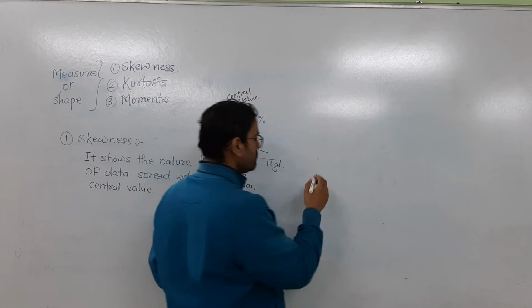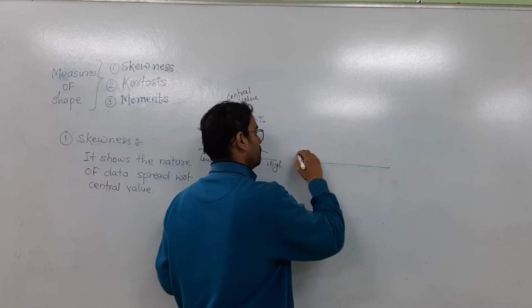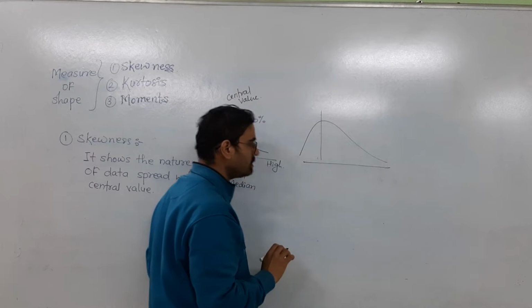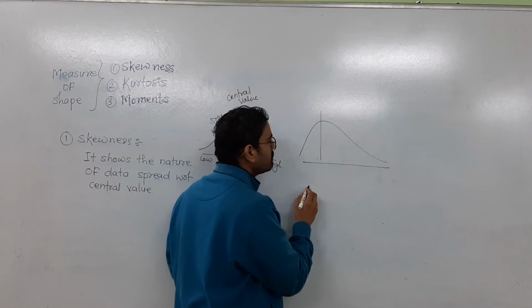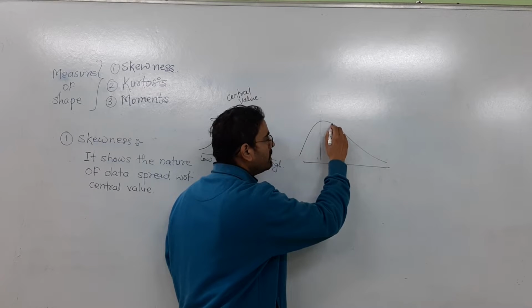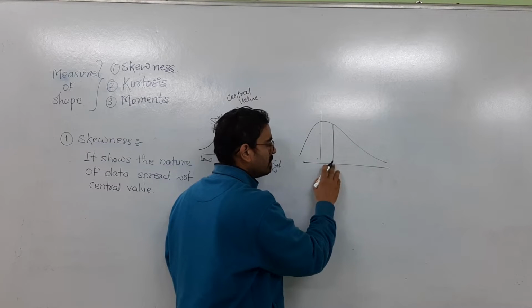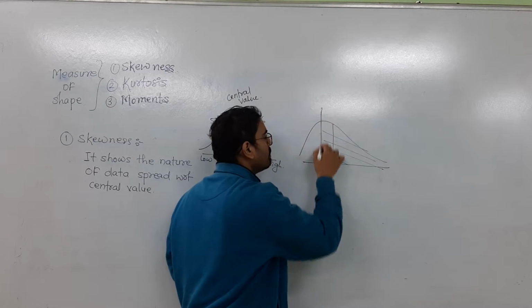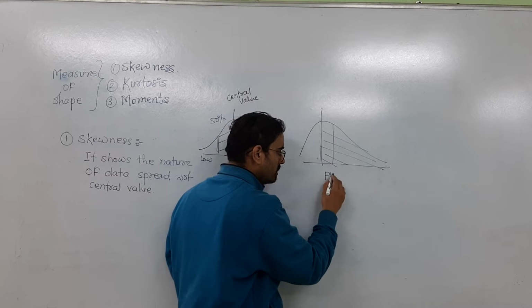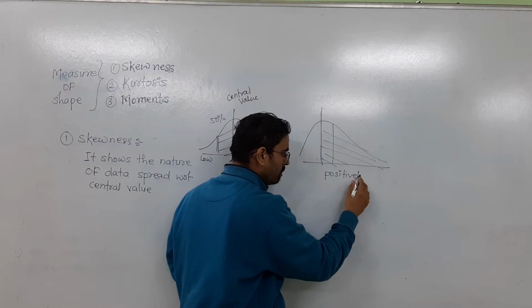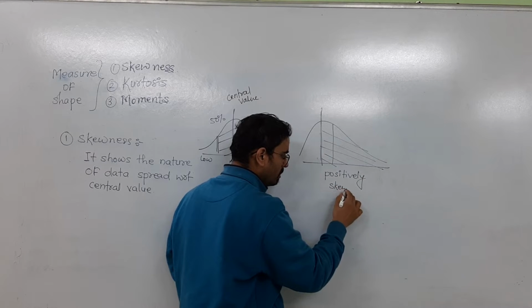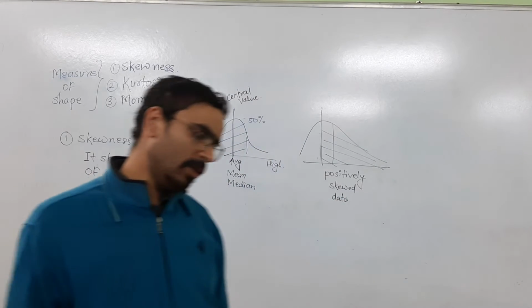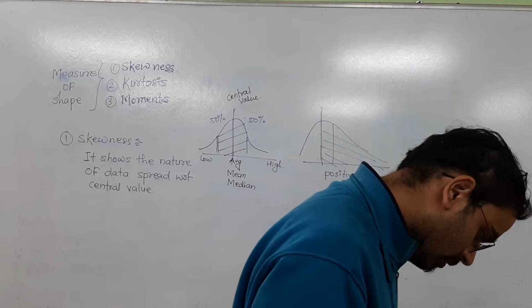Okay. Now we will see if the data is distributed like this, means this is the highest value, the highest point. In that case, you find the median here, means maximum data is on the right hand side of the highest value. So this is positively skewed data. We can say this is the positively skewed data.